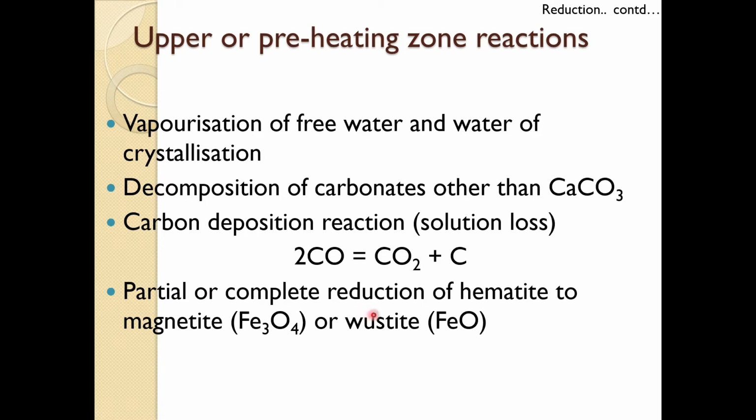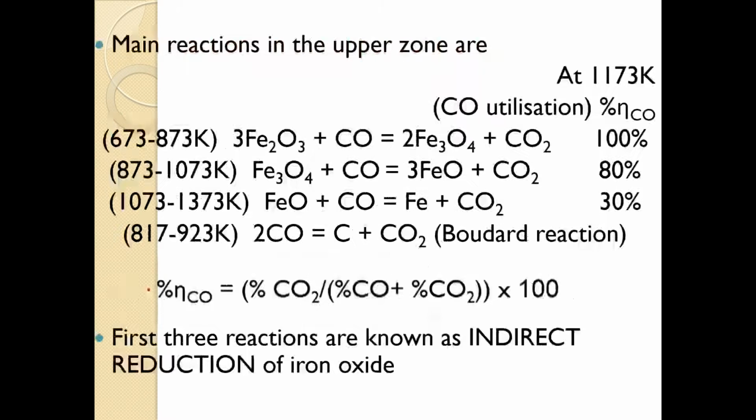And partial or complete reduction of hematite to magnetite or wustite. So some wustite also gets formed from hematite. Wustite is again FeOx, because the stoichiometric oxygen content is different, but it goes into the series. It reduces first hematite, then magnetite, and then wustite, in sequential form. So again in the upper zone, the temperatures go up to 800 or so.